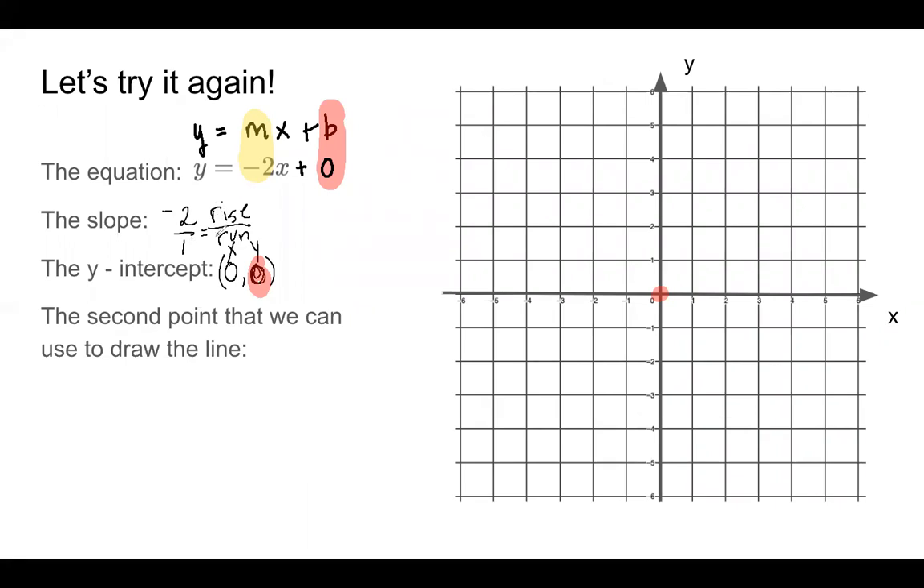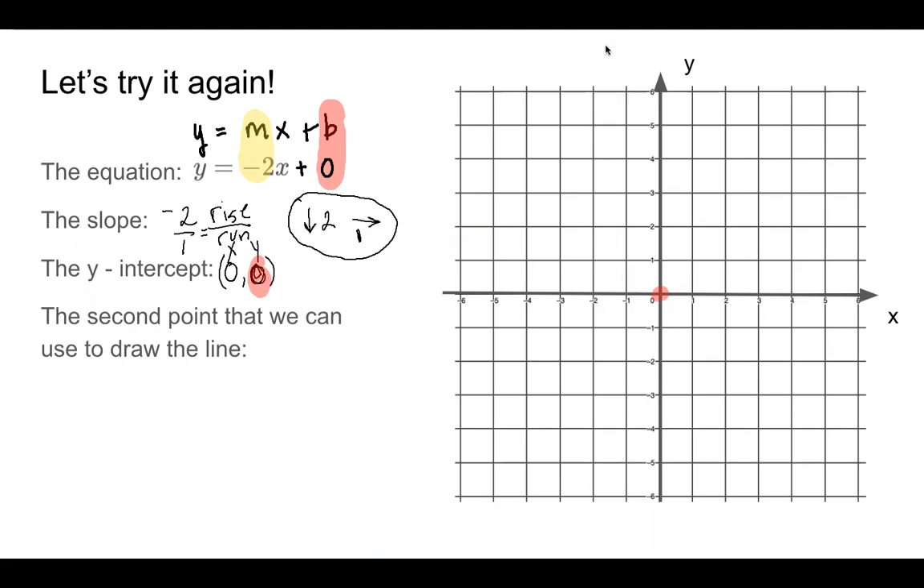Okay, now we have a rise and a run. So our rise is negative 2. And because it's negative, we're not going to go up 2. We're going to go down 2. We have a negative rise. The run is positive 1. So we're going to go to the right one, right? If it was negative, we'd go to the left, but it's positive, so we go to the right. So these are our walking directions right here.